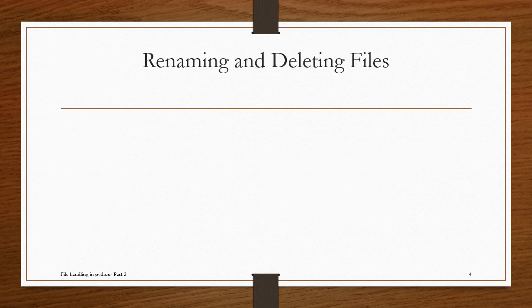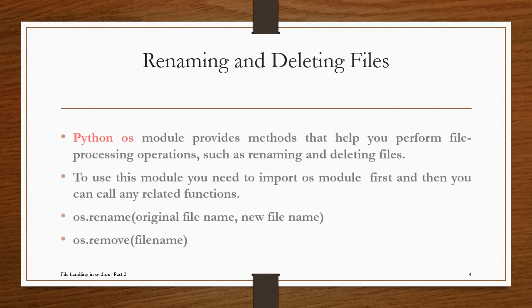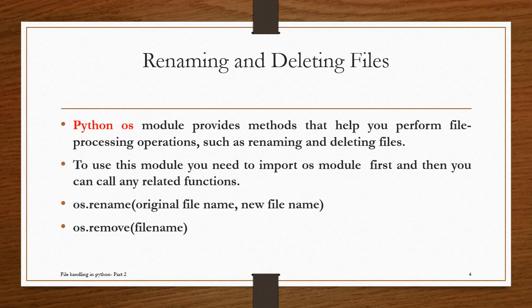Now we can see methods for renaming a file and deleting a file. For this in Python, there is an os module which provides methods to perform file processing operations like renaming a file, deleting a file from a folder, etc. So in order to use this module, first you need to import the os module into your program. Then you can call the related functions as shown below.